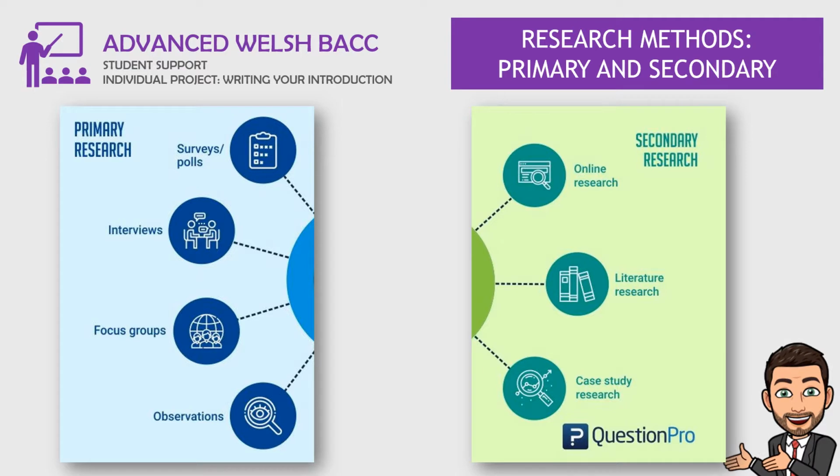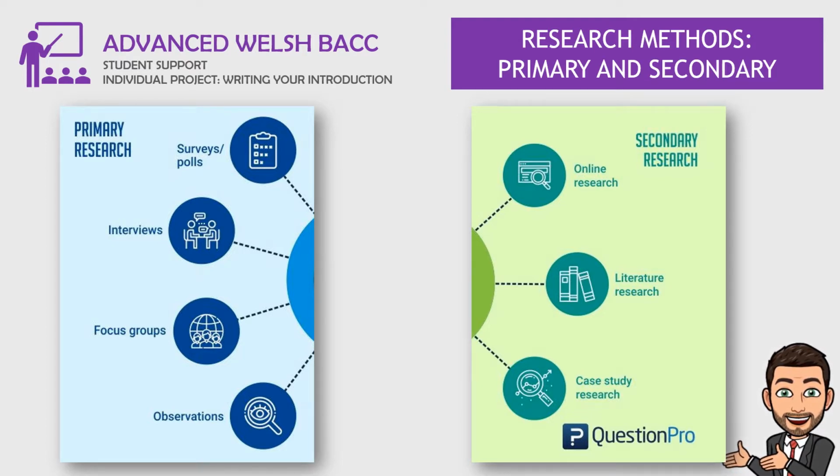So if we look at primary first, there's a number of different ways that primary research can be conducted. Surveys and polls, so essentially that's questionnaires. Interviews, very often with specialists or relevant people that are linked to your question. Focus groups are very similar to surveys and polls, but you do have the people in front of you where you can ask them questions. And then observations. If you are observing, let's say, any kind of data or collecting any data by observing something, that is classed as primary research.